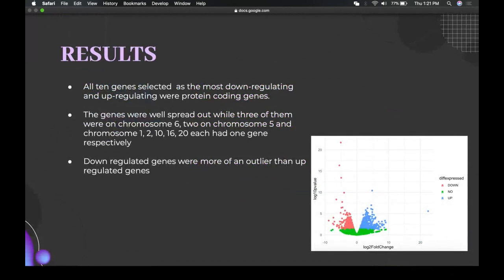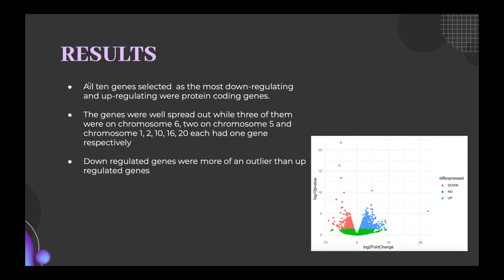So our results: all 10 genes selected as the most downregulated and upregulated genes were protein coding genes. The genes were well spread out, while 3 of them were on chromosome 6 and 2 of them on chromosome 5, and chromosomes 1, 2, 10, 16, and 20 each had a gene respectively. Downregulated genes were more of an outlier than upregulated genes, as you can see in the volcano plot.